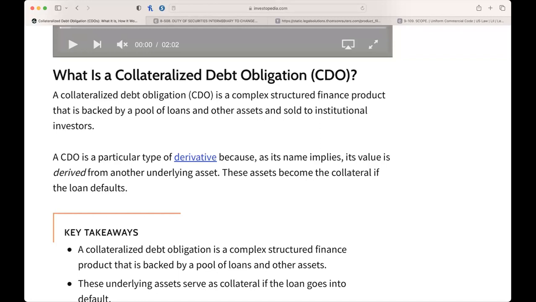So yeah, a CDO is a particular type of derivative because, as its name implies, its value is derived from another underlying asset. These assets become the collateral if the loan defaults. And that's the beautiful thing, is just that one sentence is so powerful when trying to bend your mind to getting remedy. That's what I'm doing here.